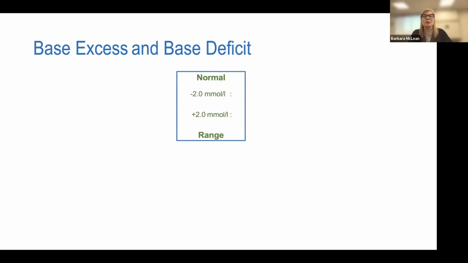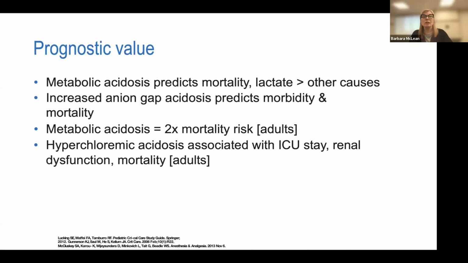Always remember, base is 0 plus or minus 2, which is base excess, or -2, which is base deficit. A base deficit below -2 is conferring to you that your patient has metabolic acidosis. A base excess above +2, metabolic alkalosis. It's pretty straightforward. Base, bicarb, gap. Metabolic acidosis predicts mortality. And a wide anion gap predicts increased mortality. Metabolic acidosis in a critically ill adult is 2 times the mortality risk. And hyperchloremic acidosis is also associated with mortality.